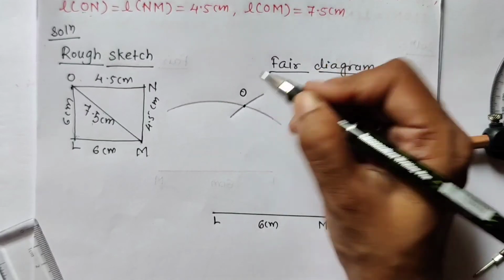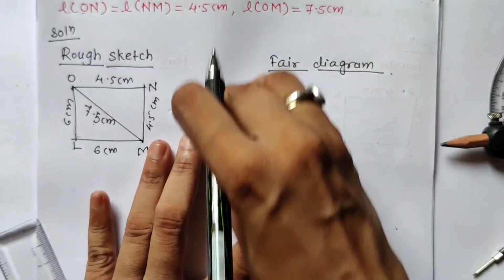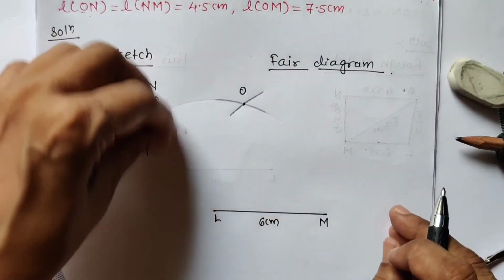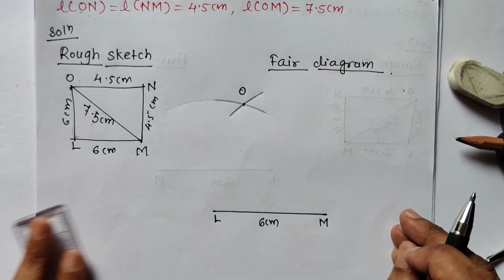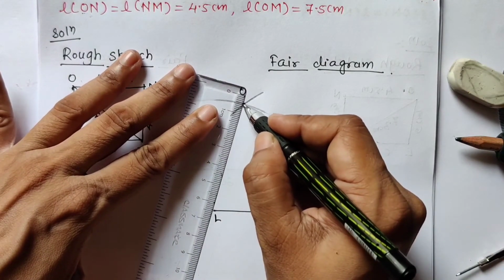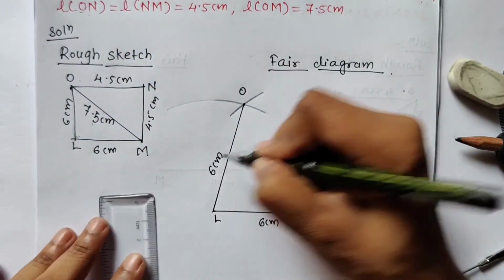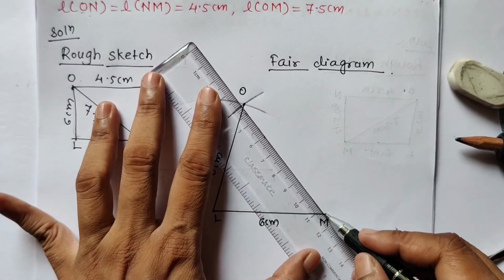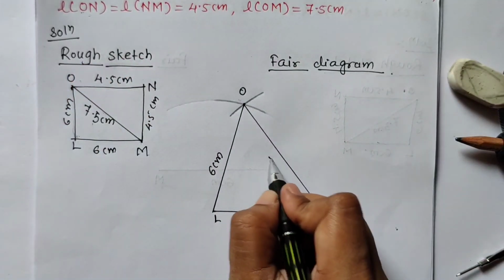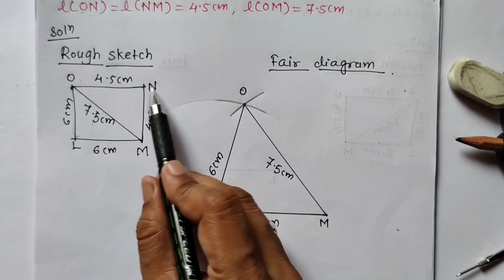We have fixed the position of point O. Extra part of our arcs we can rub. Okay, if you want you can rub or you can keep as it is. So draw this, join this OL. This is 6 centimeter. This is 7.5 centimeter. Now we have to fix the position of point N.